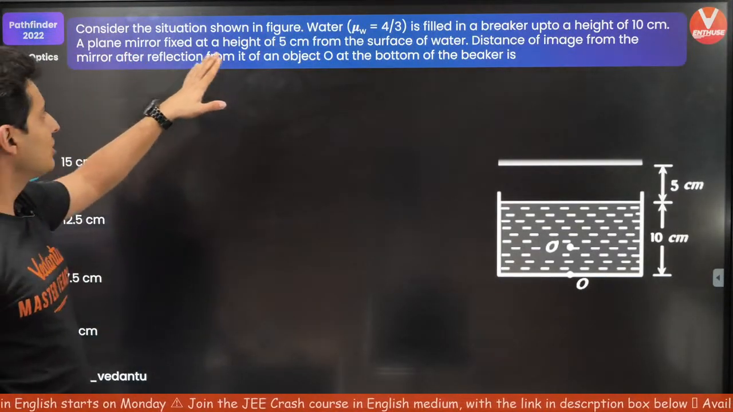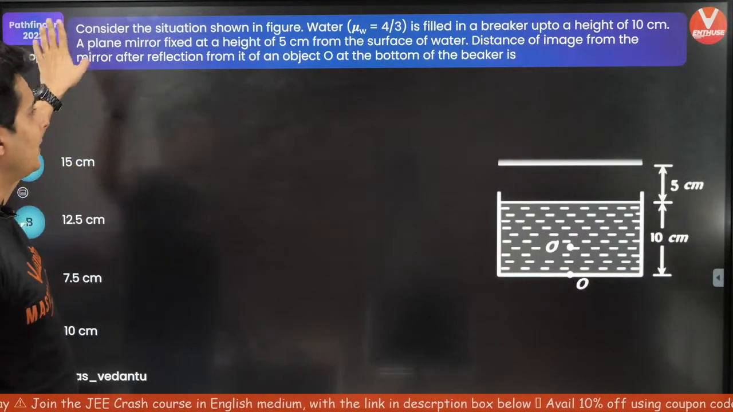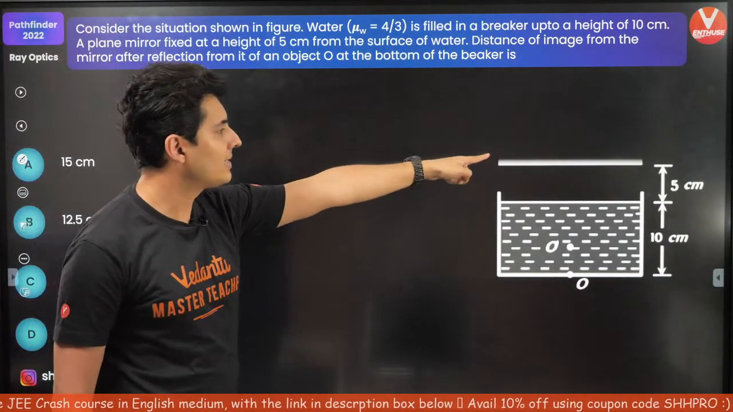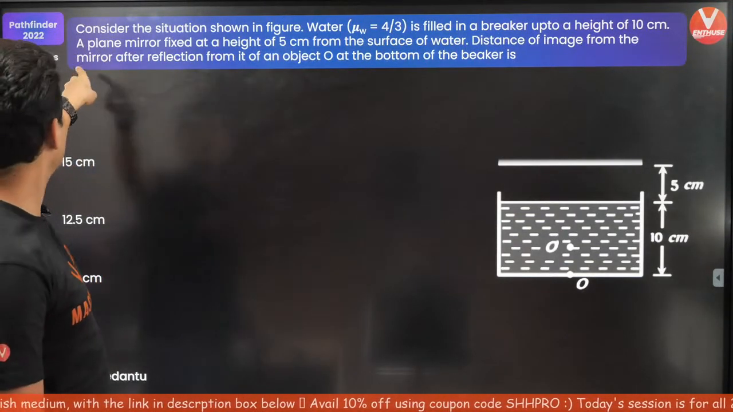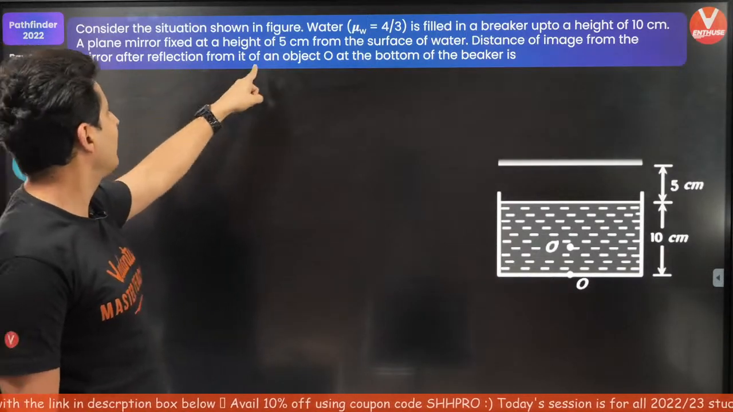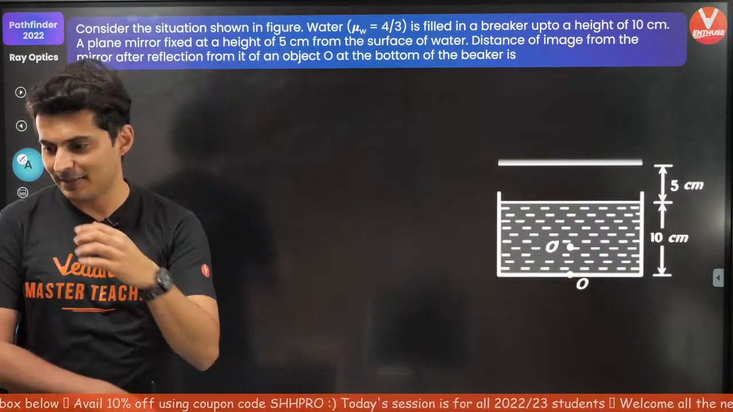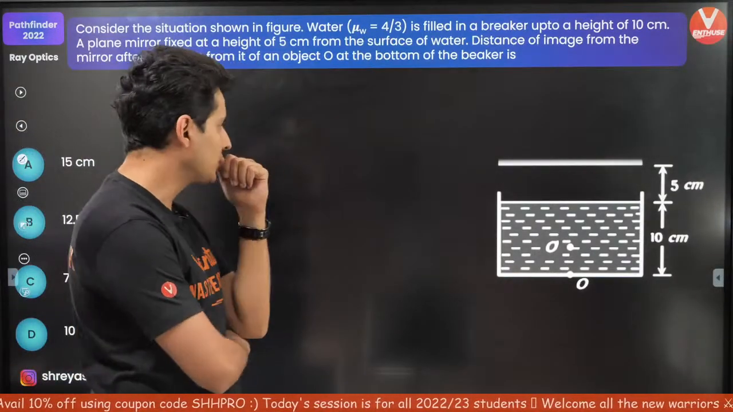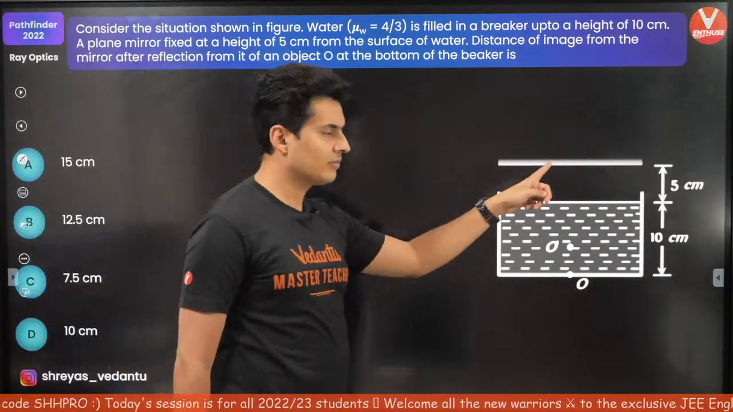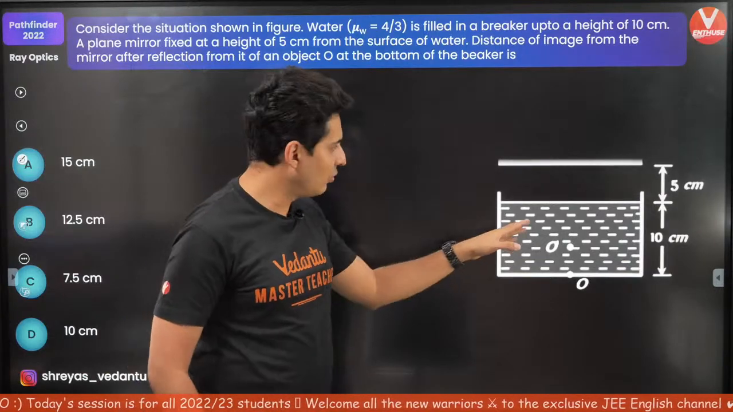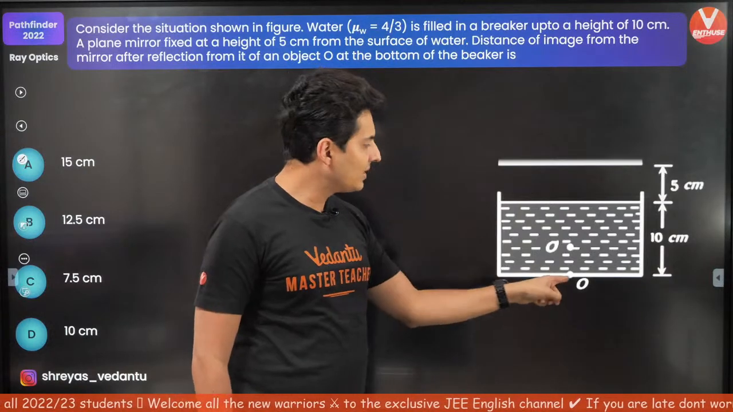Okay, consider the situation shown in the figure. The water, refractive index is given, is filled in a beaker up to a height of 10 centimeter. A plane mirror is fixed at a height. This is the plane mirror. Find the distance of the image from the mirror after the reflection from it of an object O at the bottom. O is at the bottom. Interesting. Let's do this question. See, what is happening? This is a mirror. The mirror is facing downwards. There is water inside, there is an object here. When the mirror sees the object, it won't see it here.